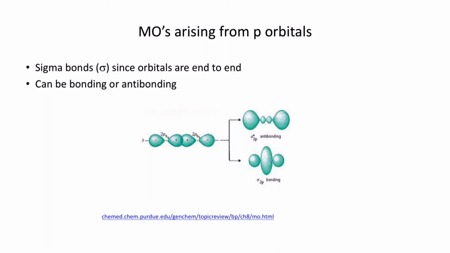However, I don't have to create sigma bonds just from s orbitals. I can also create sigma bonds from p orbitals that are being added end to end. So here's an example of that. Here's one p orbital, and here's another p orbital, and they can overlap to make a bonding orbital, or they can add destructively to make an anti-bonding orbital.